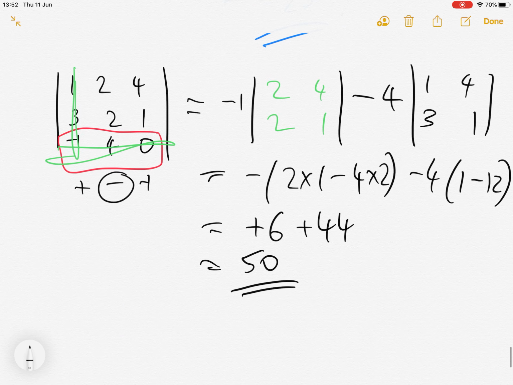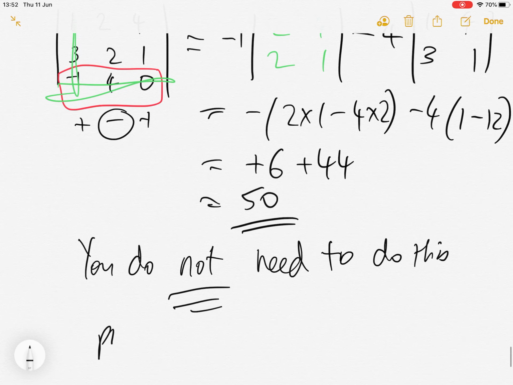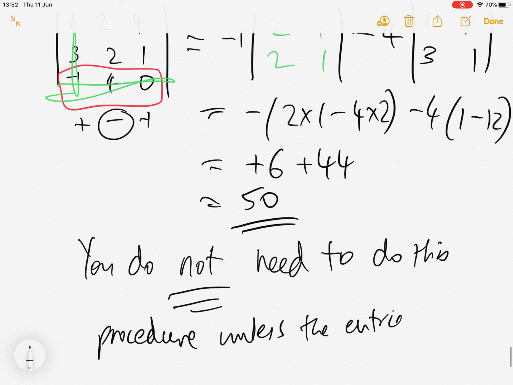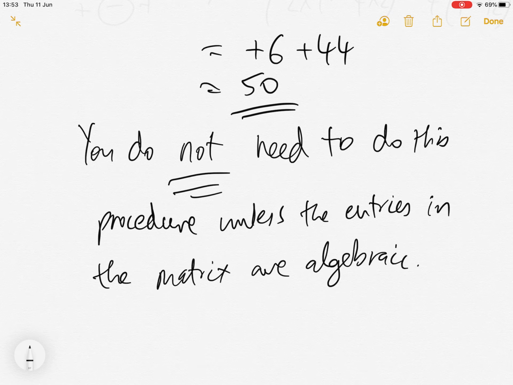And your calculator can work these out. There's a function on your calculator to work out the determinant of a matrix. If you're asked to work out the determinant of a matrix like this in the exam, you would just use your calculator. You do not need to do this procedure unless the entries in the matrix are algebraic. You would just use your calculator.